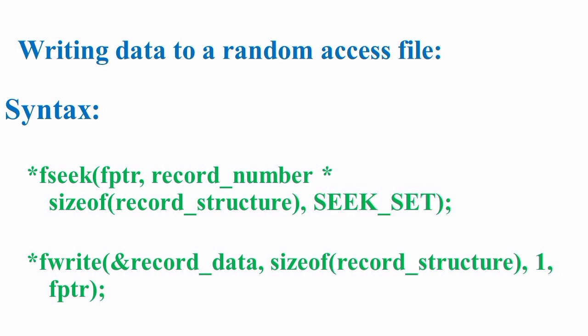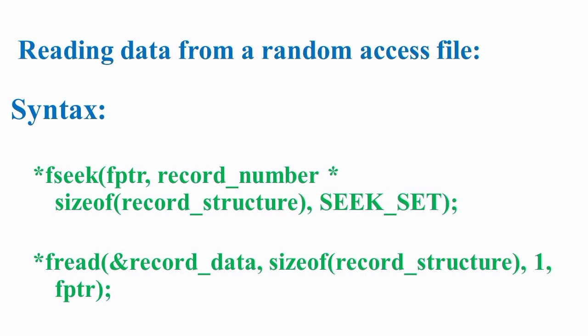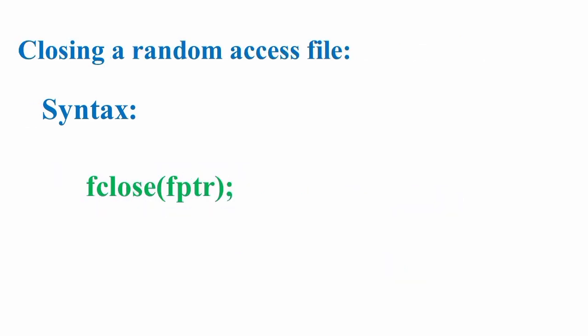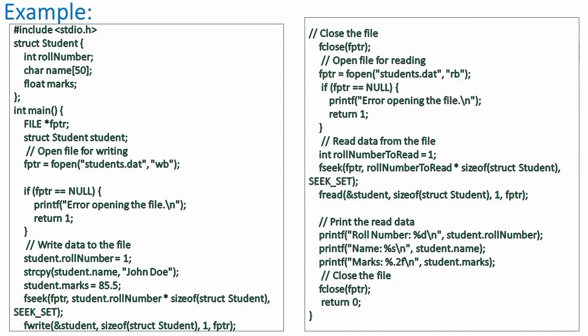It is important to note that before using the fseek function and fwrite function, the file should be opened in an appropriate mode such as wb for writing binary data. Additionally, error handling should be implemented to check if the file operations are successful.